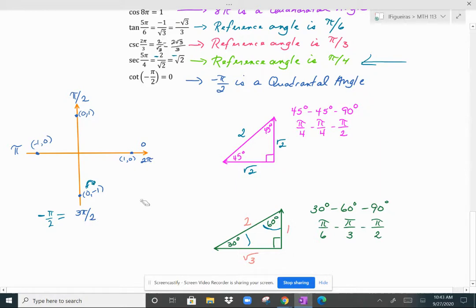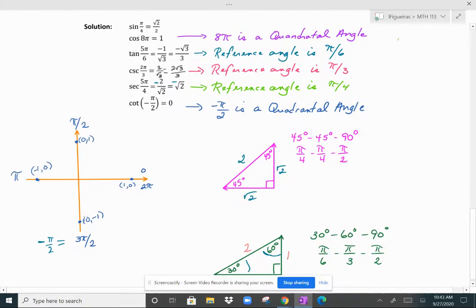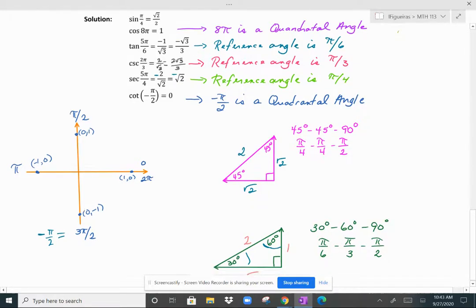So 2 different approaches to identifying the values of your trig functions. You should be familiar with both and be comfortable with at least one of those methods.